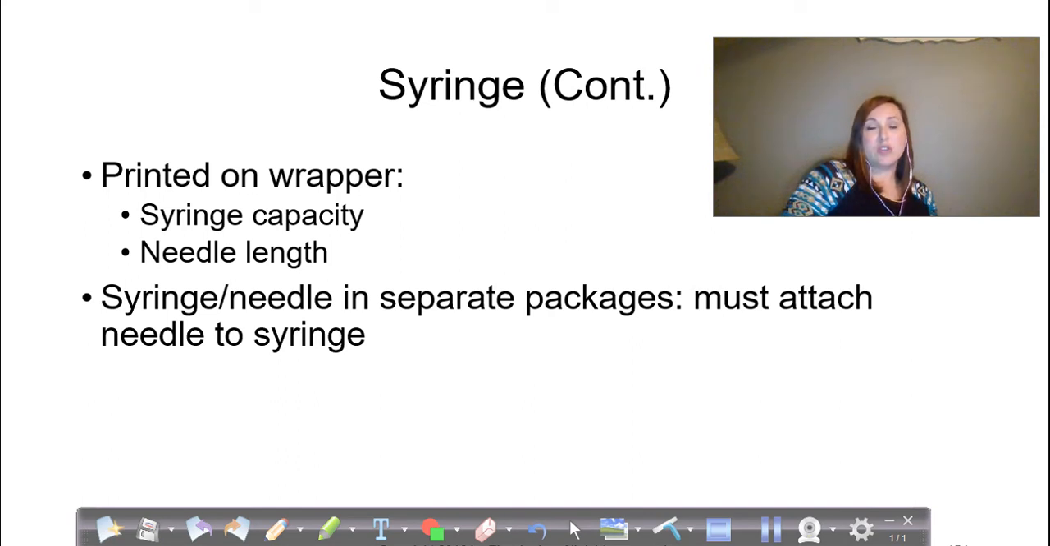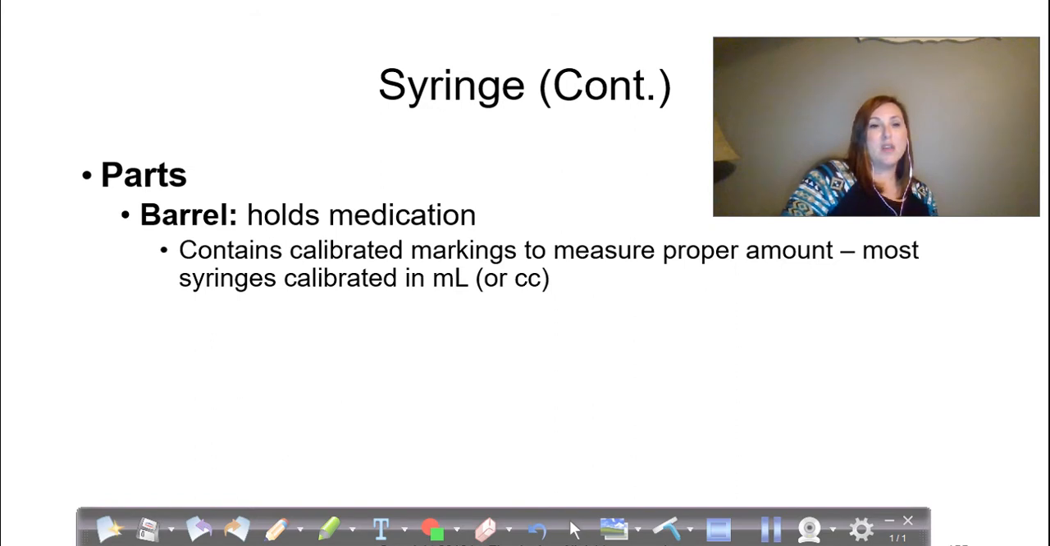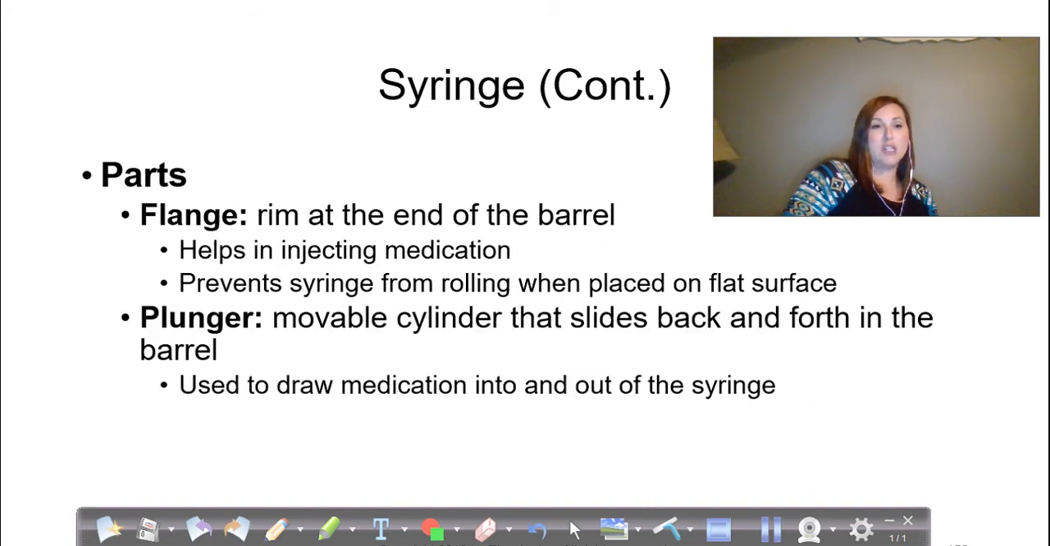If the needle and the syringe are separate, you'll of course have to attach the syringe to the needle. So the barrel holds the medication, and it's calibrated so that you can measure the proper amount. Most of those are calibrated in mLs. That's what you're going to see. You're not going to see that cc very much. And usually it's 3 to 5. You might see a 3 ml syringe or a 5 ml syringe. But that barrel holds the medication.